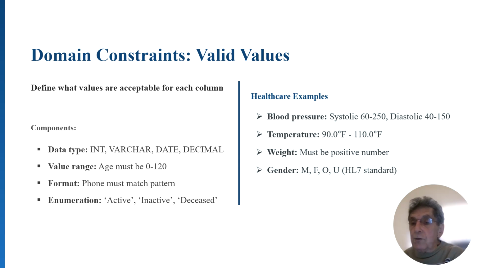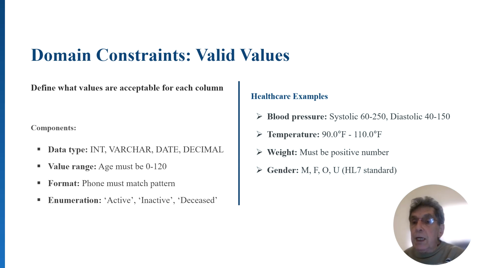We need additional constraints. Value ranges constrain numeric data to sensible bounds. In primary care, blood pressure, systolic between 60 and 250, diastolic between 40 and 150, temperature between 90.0 Fahrenheit to 110 degrees Fahrenheit. Values outside this range usually indicate a measurement error, or a critical patient condition. Weight must be a positive number. Age 0 to 120 years.